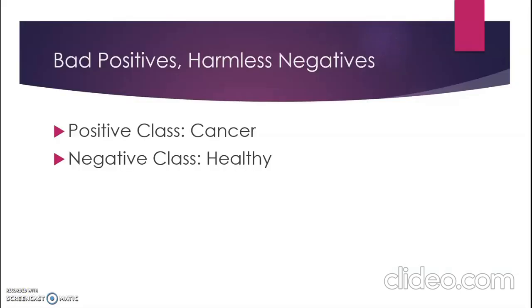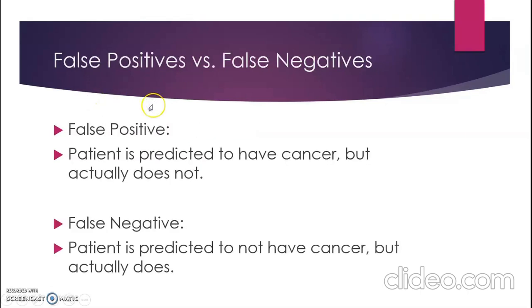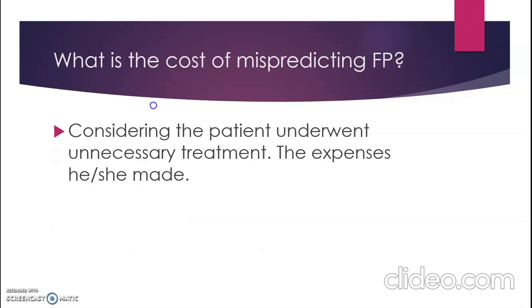So let's say we have a case where the positive class is have cancer and the negative class is healthy, no cancer. So the false positives would be where the patient is predicted to have cancer but actually does not. And the false negatives would be where the patient is predicted to not have cancer but actually does.